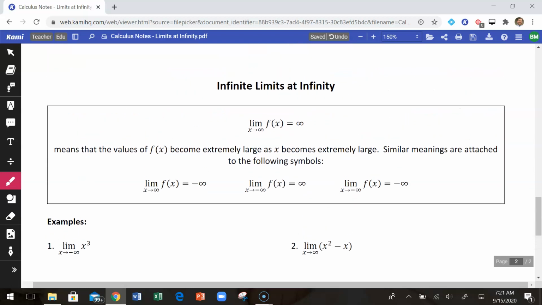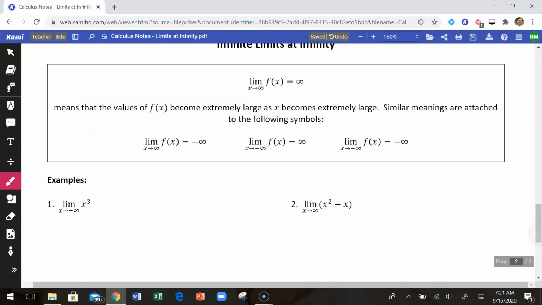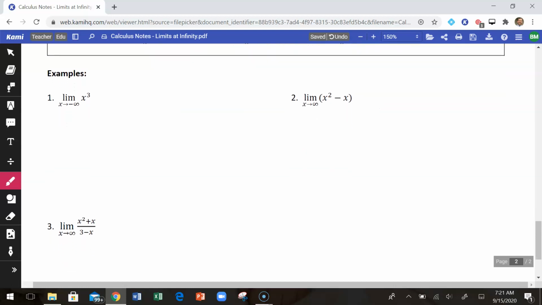Lastly, we could have infinite limits at infinity, which just means that as your x's go towards infinity, so do your y's, or maybe your y's go towards negative infinity as your x's go to infinity. So an example of that would be, here's the function x cubed. The function x cubed, remember, looks something like this. And the question would be, as your x's go towards negative infinity, in this case, we're doing limit as x approaches negative infinity.